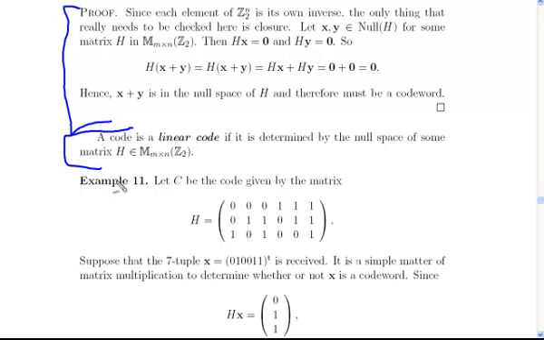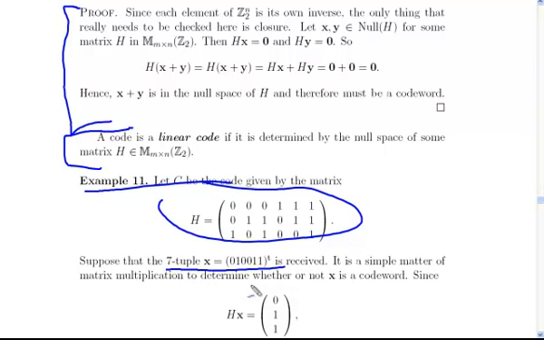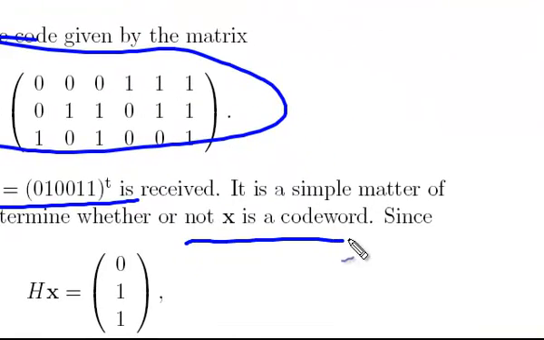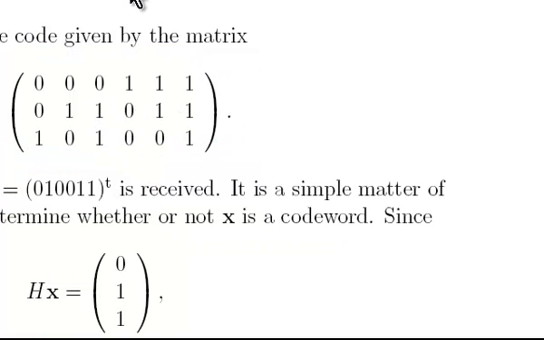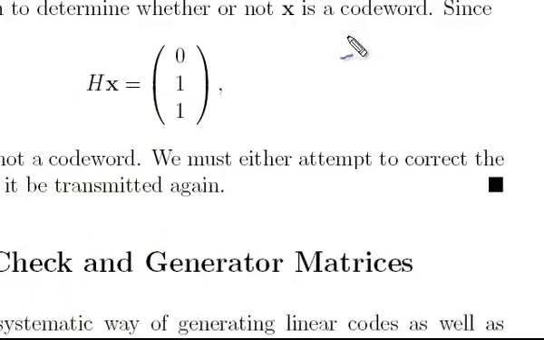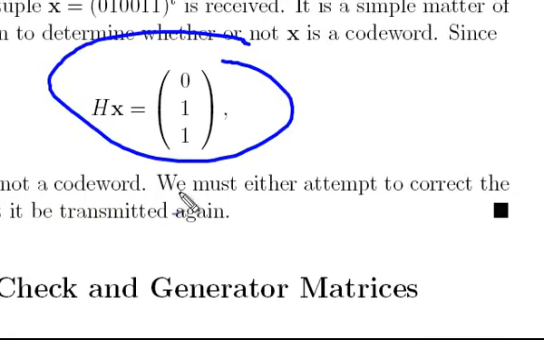Okay. All right, example. Let's find the code determined by this matrix. Suppose this 7 tuple is received. It's a simple matter to determine whether or not this is a code word. All you have to do is check whether the product of this matrix with this vector is equal to 0. In this particular case, it turns out not to be a code word. We have to use decoding to find out what the correct code word is.